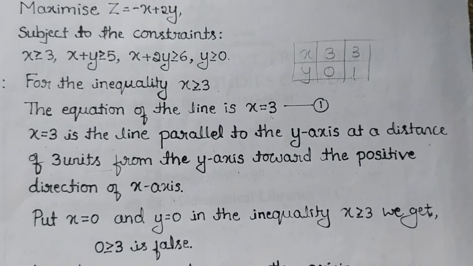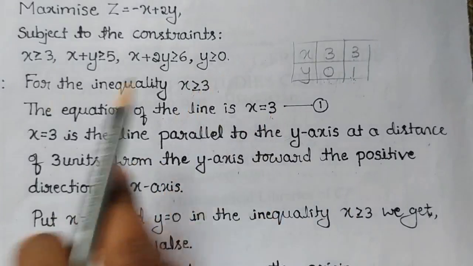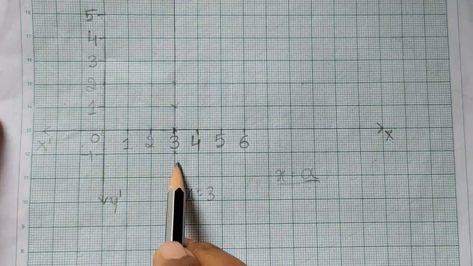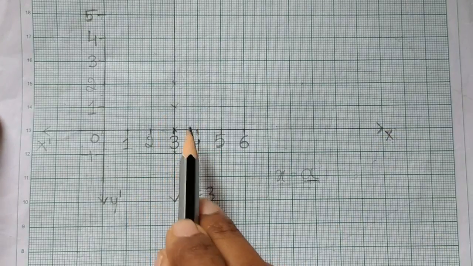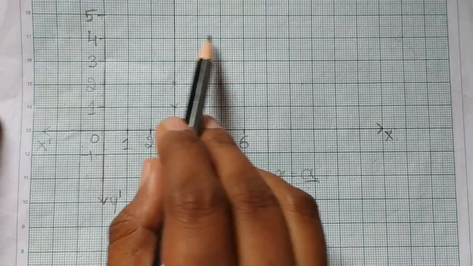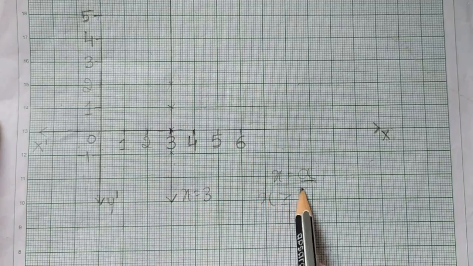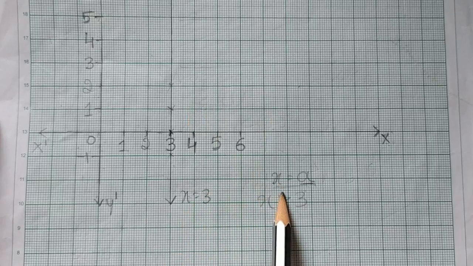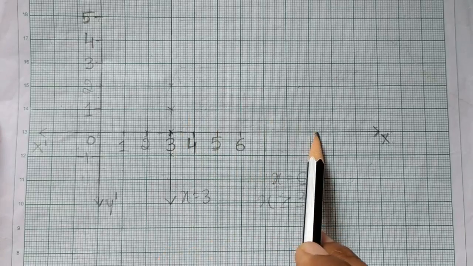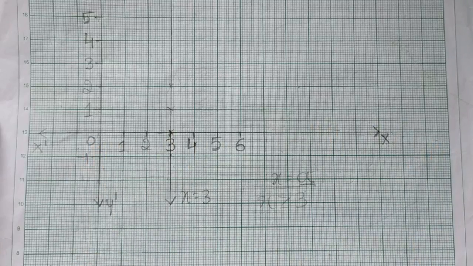Next, to find the solution region, the inequality is x greater than or equal to 3. Then clearly in the graph you can say the values x greater than or equal to 3 lie to the right side of this line. All these values satisfy the condition x greater than or equal to 3. So directly you can shade this region and conclude that the solution region lies to the right side, or towards the positive direction, or away from the origin.